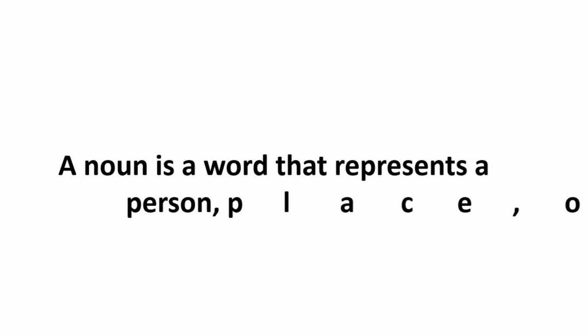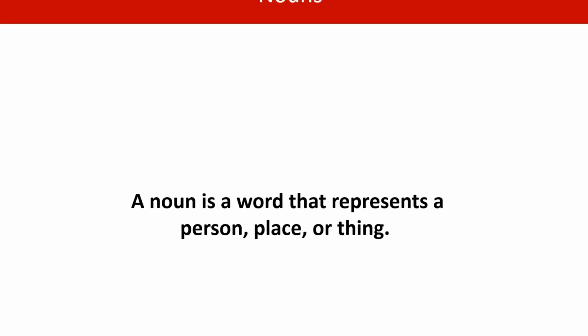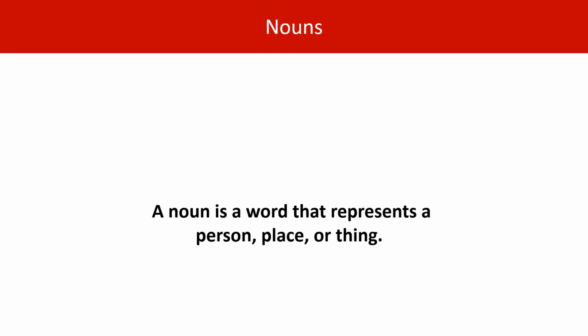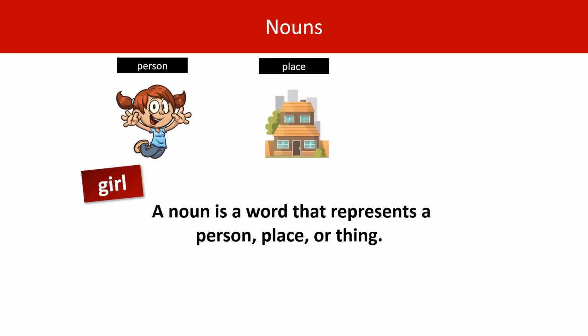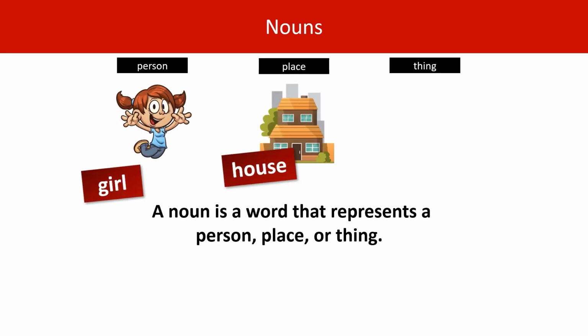Here's a definition for noun. A noun is a word that represents a person, place, or thing. Person might be a girl, place might be a house, the thing might be a pear. Let's put up some more examples.